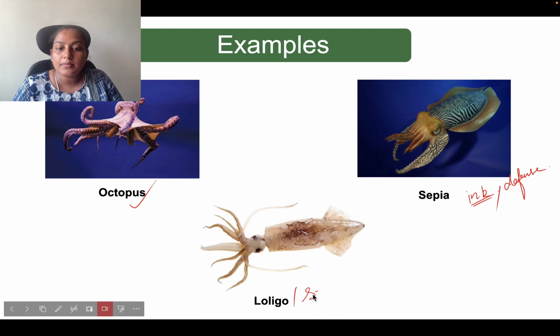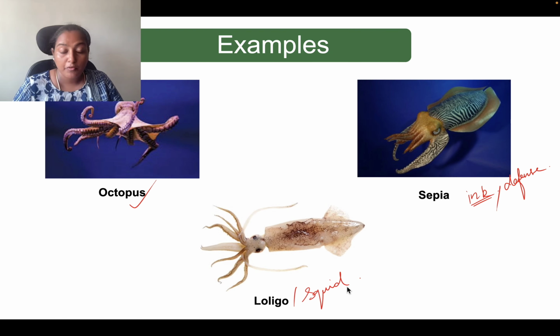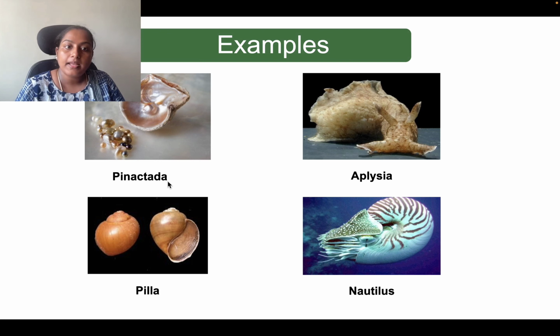And loligo is nothing but the squid. Some of you might have eaten squid also. And then Pinctada is nothing but the pearl oyster. Aplysia. So this Aplysia, children, can you see it's like a rabbit? It's like a sea rabbit, right? So we call it a sea hare.